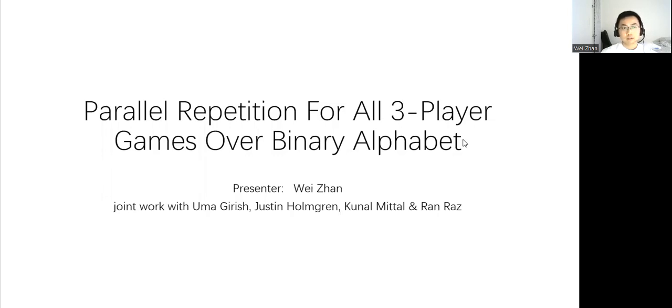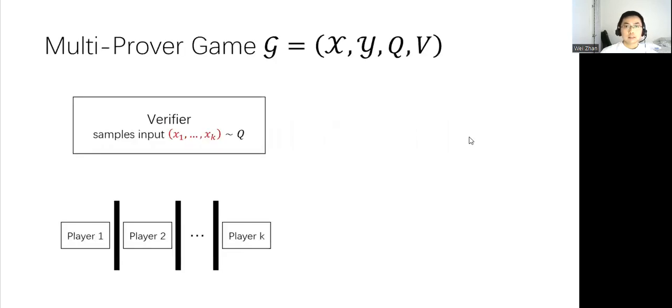This talk is on parallel repetition for all three-player games over binary alphabet, and this is a joint work with Girish, Justin Holmgren, Kunal Mittal, and Zhan. Let's start with defining the concepts in the title.